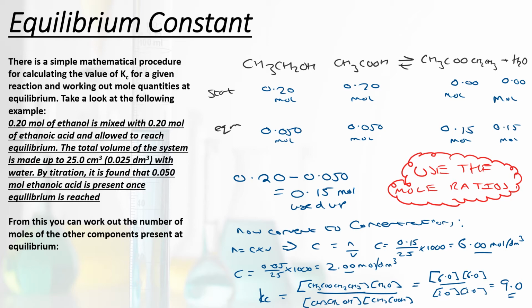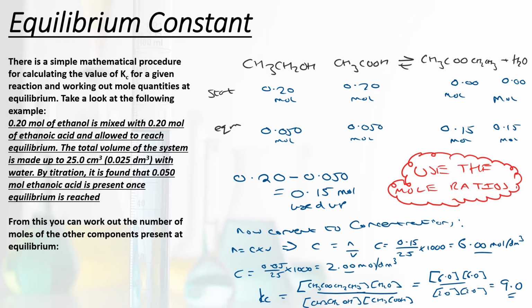So we can calculate the concentration for the 0.15 moles. This is for the concentration of the ester and the water. We have 0.15 moles. We divide it by our total volume of the system, which we were told was 25 centimeters cubed, times by 1,000 to convert it, and we end up with 6 moles per decimeter cubed. Likewise, we can do the same calculation for our 0.05 mole species, that's both of our reactants, and the concentration there is 2 moles per decimeter cubed.